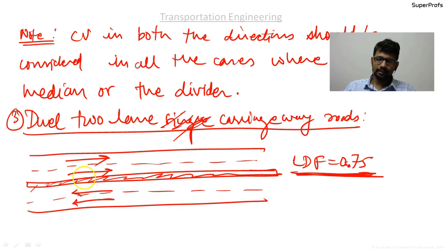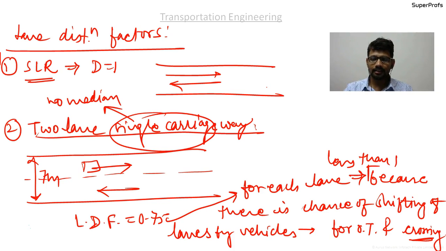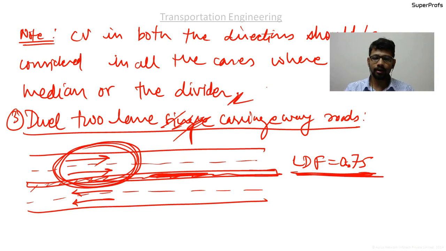So in this case, we are considering the commercial vehicles in only one direction, as there is a divider in the road. And my earlier note was that whenever there is no divider, you should consider the commercial vehicles in both the directions. So the point to be made is that whenever there is a divider, you should consider the commercial vehicles in only one direction.